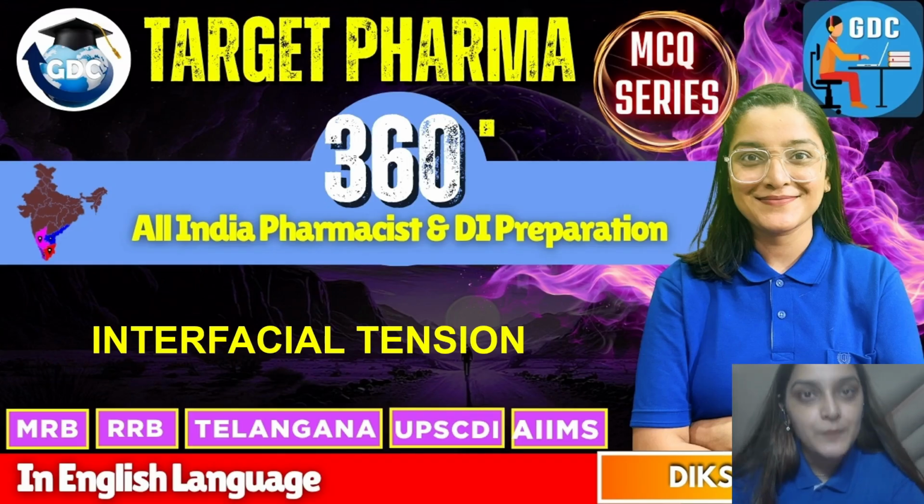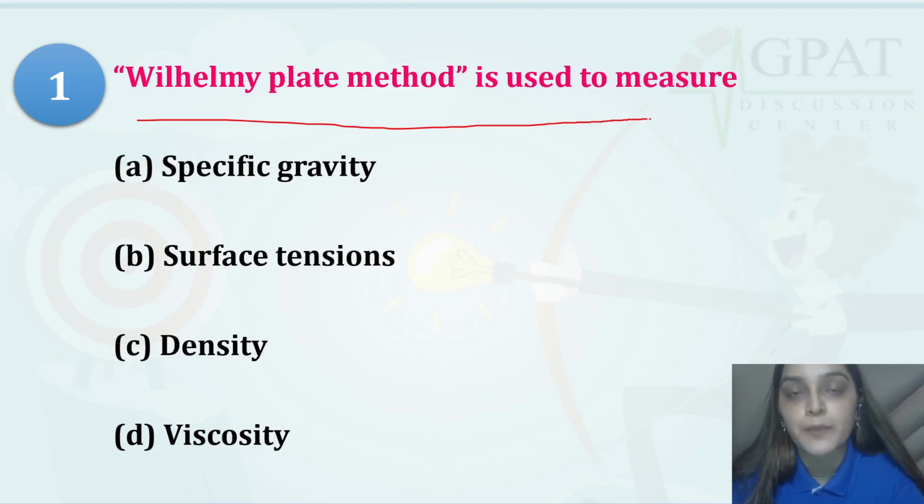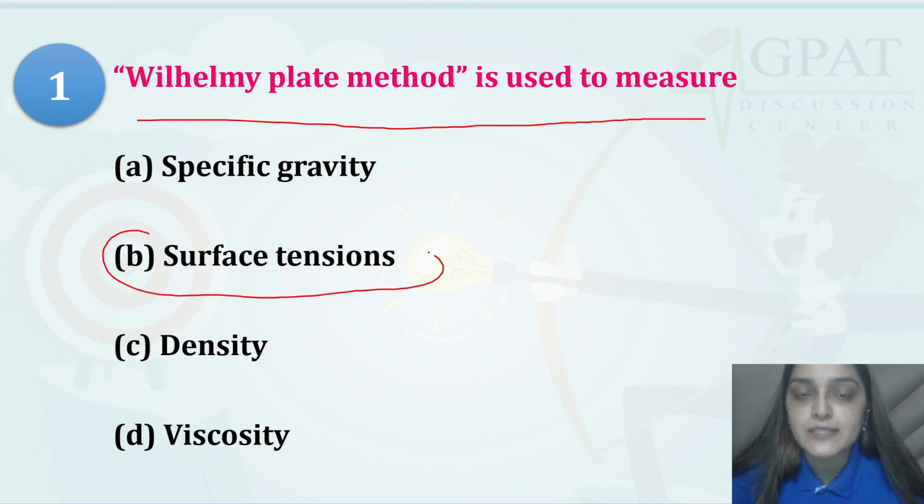Let's begin with our first question. The question says, Wilhelmy plate method is used to measure what? We are talking about surface tension and interfacial tension, right? So the first question will be very simple. You will all be able to easily guess that it is for the surface tension.